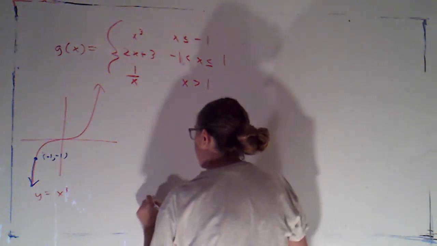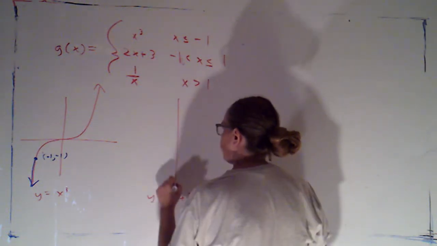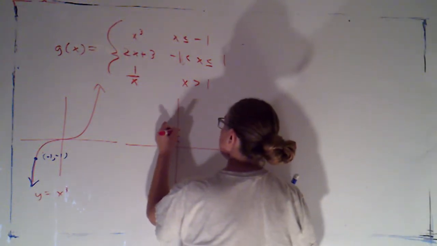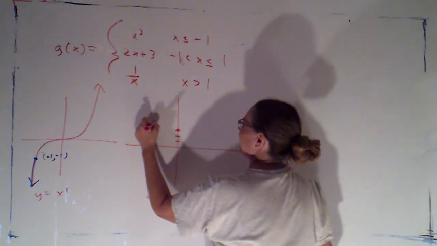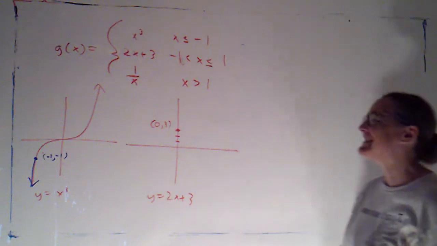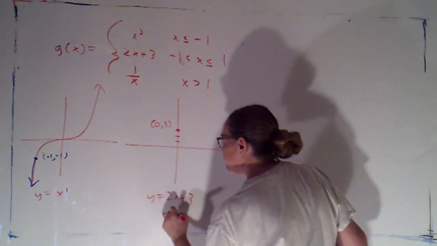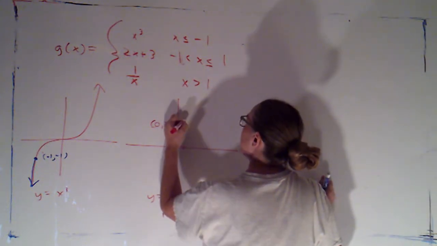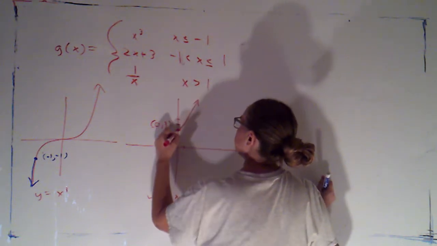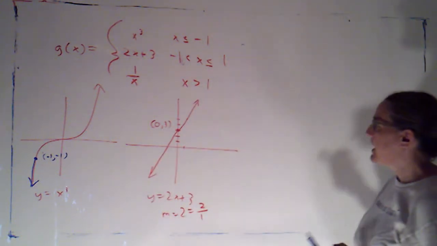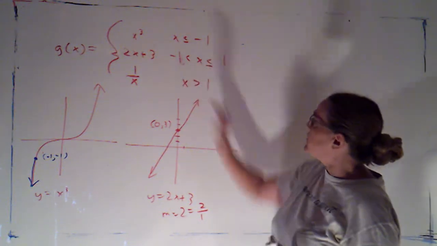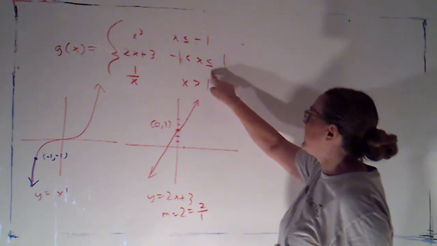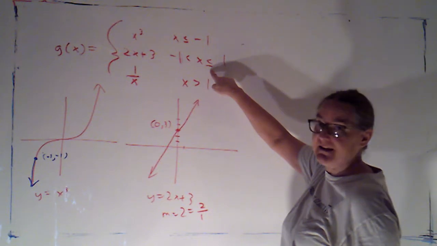Now, if I sketch y equals 2x plus 3, that's just a line. The y value of the y-intercept is 3, so the y-intercept is the point 0, 3. The slope is 2, which I can write as the fraction 2 over 1, so I'm going to count up 2 over 1 and connect the dots. I'm using that between -1 and 1, not including the point at -1 because that's a strict inequality, but including the point at 1 because that's an inclusive inequality.